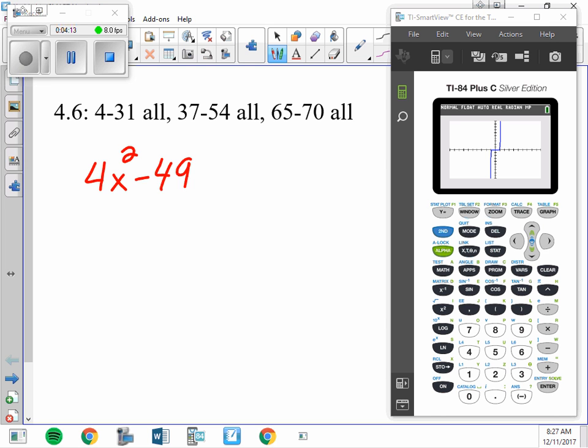All right, what about 4x squared minus 49? Does that factor? Yes, it is a difference of perfect squares. What would the conjugates be? 2x minus 7 and 2x plus 7. Does that make sense? Okay.